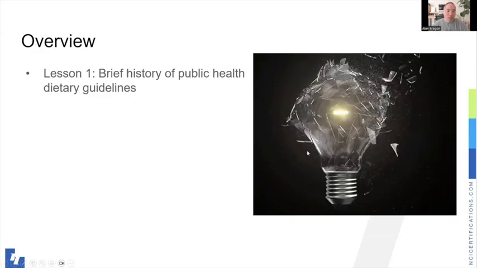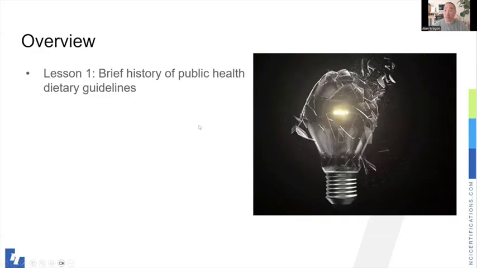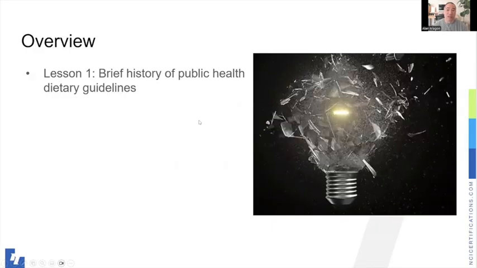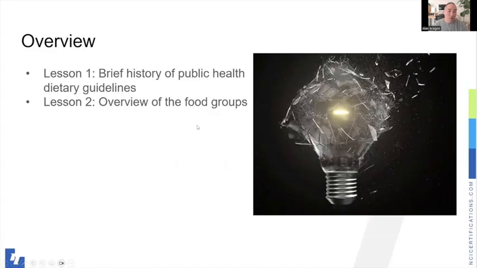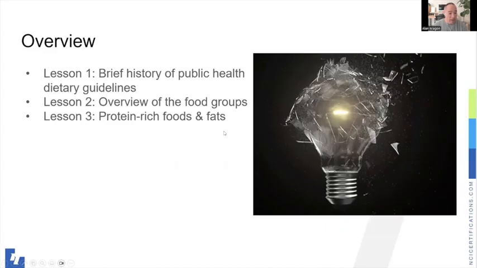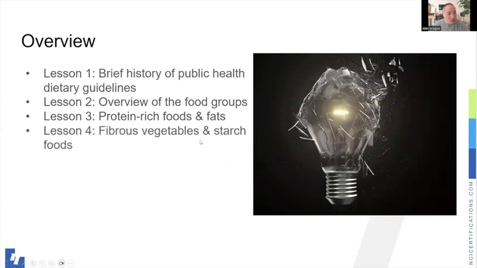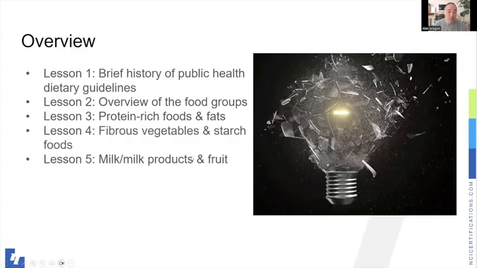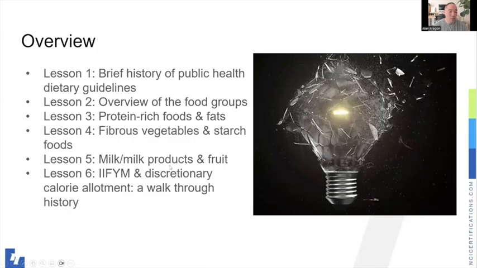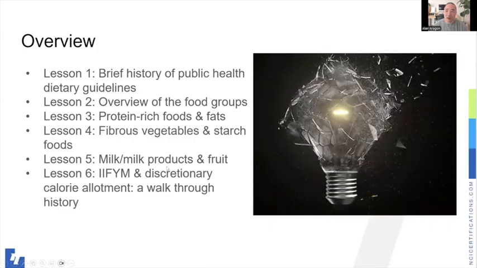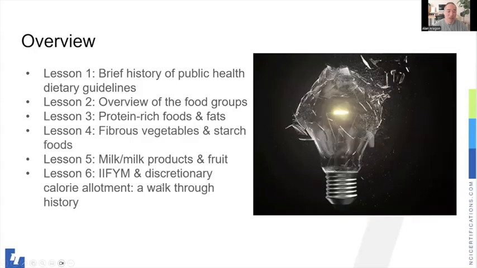So, lesson one, we'll look at a brief history of public health dietary guidelines to get some footing on how things have evolved and how things have changed and not really changed. Then we'll move on to an overview of the food groups. Then we'll look at protein-rich foods and fats, and then fibrous vegetables and starch foods, and then milk and milk products, and fruit. And then we will wrap things up with IIFYM and a concept called discretionary calorie allotment. And we'll look at the history on those things.